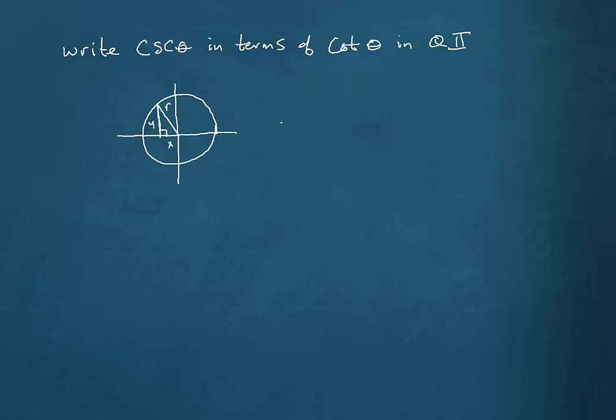We are to write the cosecant of theta in terms of the cotangent of theta in quadrant 2. So here we have a circle and an angle theta with a terminal side in quadrant 2. Drop a vertical then to the x-axis and we wind up with this triangle.